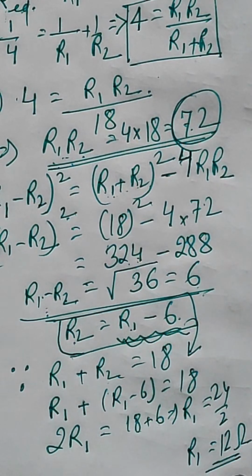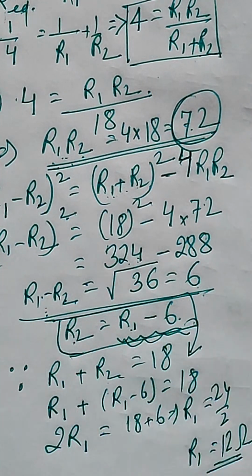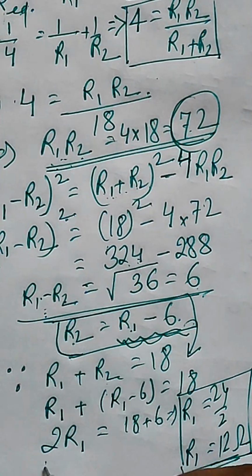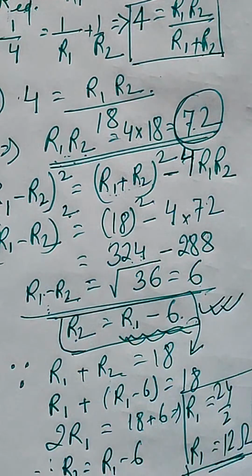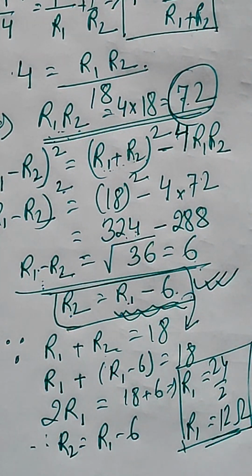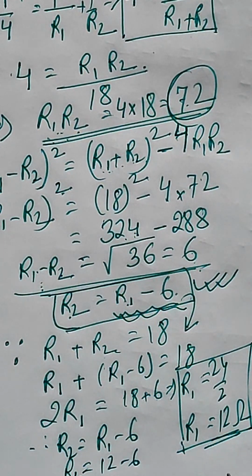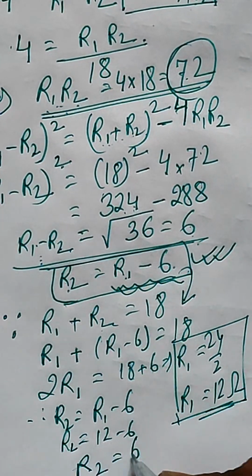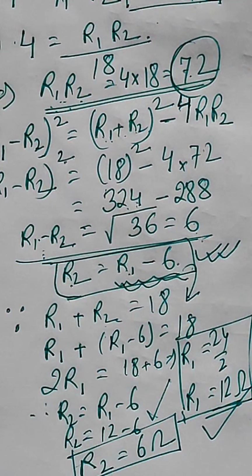Now, since R1 is calculated as 12 ohm, we can say that R2 is simply R1 minus 6, using the formula we have derived. So R2 is 12 minus 6. That means finally the value of R2 is calculated as 6 ohm. So we get the value of R1, we get the value of R2, and in this way we have solved this question.